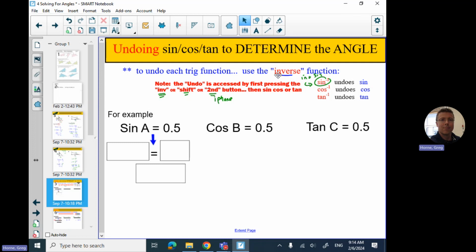All right, so I'll just show you how to use that button. So we have sine A equals 0.5. You literally just think of it like an equation operation where you're going to do sine inverse as an operation on both sides. On the left side, you're just canceling it out, sine inverse gets rid of sine, so you're left with just A. On the right side, we're actually doing sine inverse.